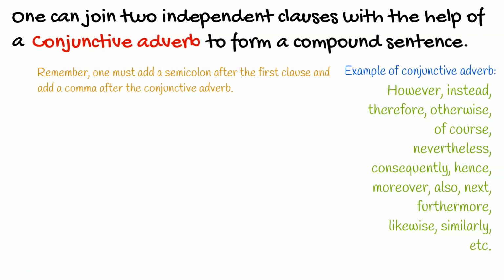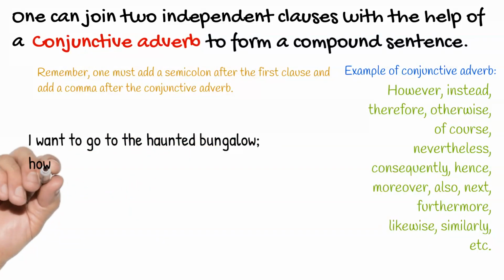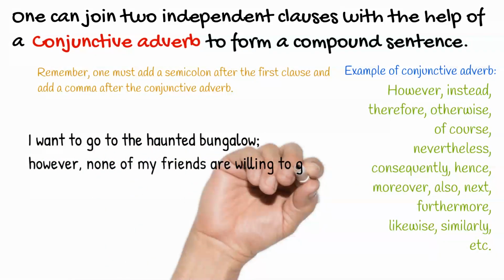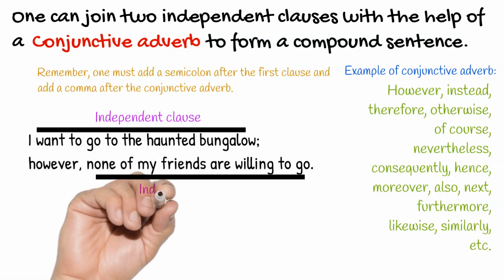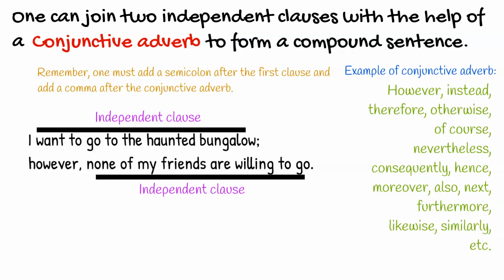I want to go to the haunted bungalow, however, none of my friends are willing to go. Here two independent clauses joined by the conjunctive adverb "however" form the compound sentence. Here we have to add the semicolon after the first clause and put a comma after the conjunctive adverb.